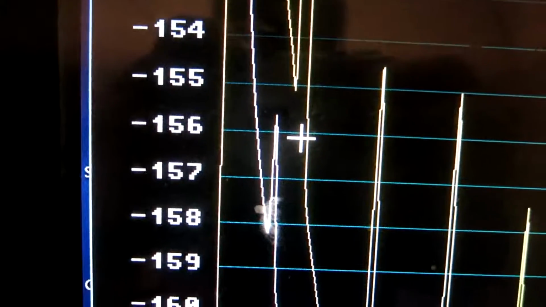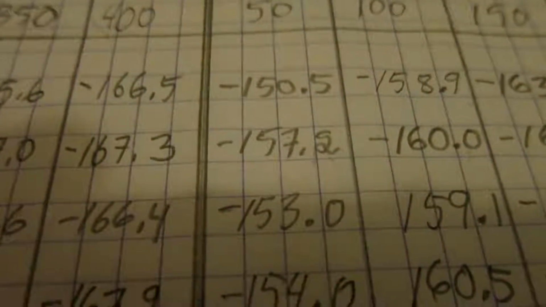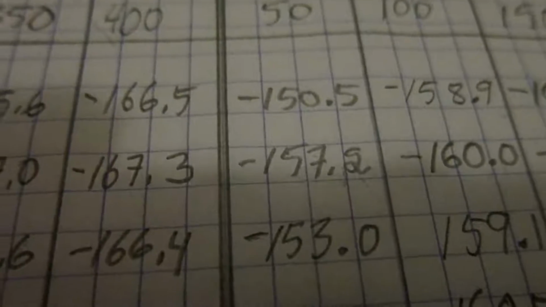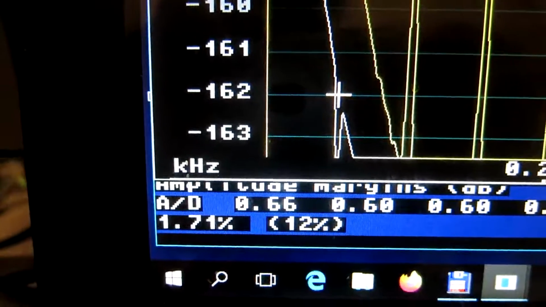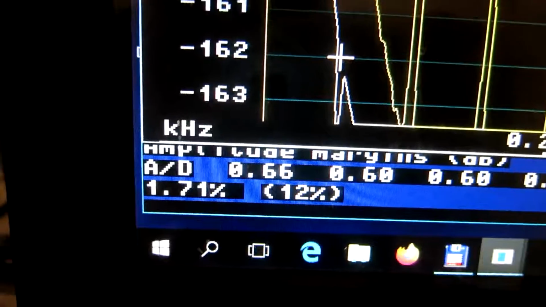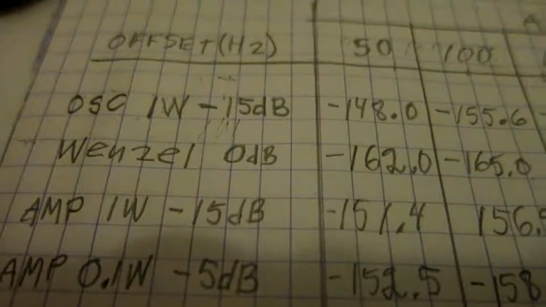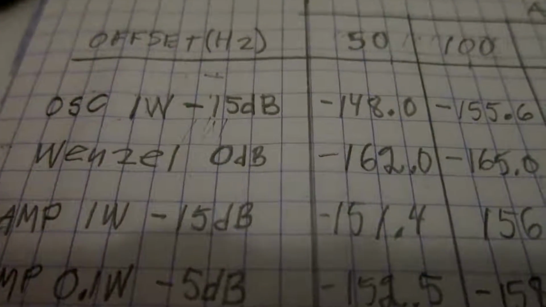At 50 Hz, the phase noise is minus 156.1, while the Wenzel was minus 157.2. That's just a single dB. And the amplitude noise is minus 162 at 50 Hz. And that is the same that I was seeing with the Wenzel oscillator. Remember, it's not a cheap device, that one.